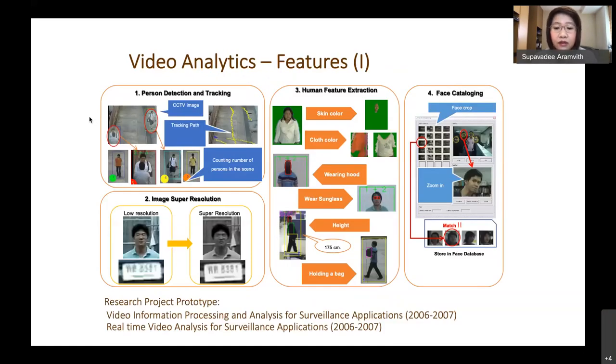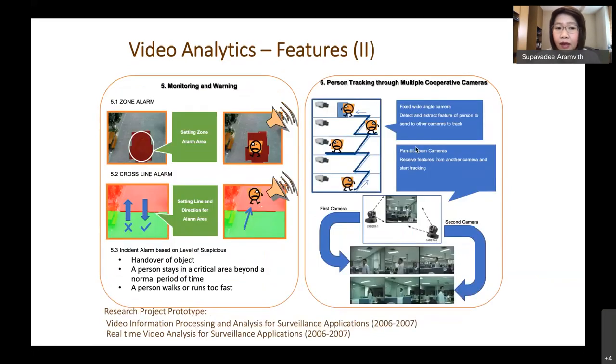I first did research 15 years ago, when we got funding from the government. Video analytics at that time was mainly pixel or image processing; there was no deep learning. We had person detection and tracking, super resolution, feature extraction and face cataloging, and then monitoring and warning. If there is a suspicious event in the scene, how can we detect it? The previous methods were more rule-based, working only for a certain scenario, and you had to adapt the rules again for another scenario.